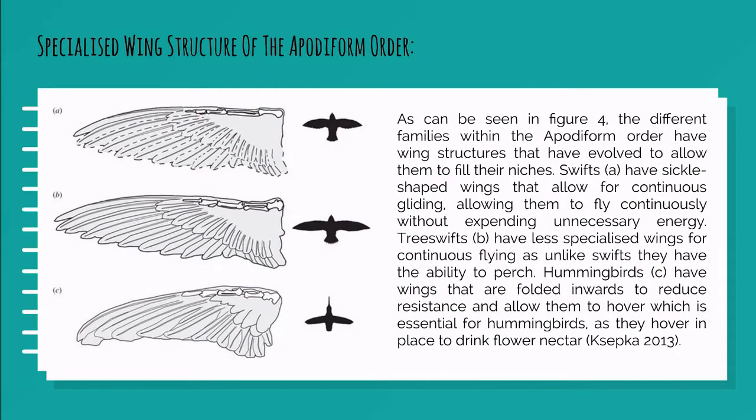As can be seen in Figure 4, the different families within the Apodiform order have wing structures that have evolved to allow them to fill their niches. Swifts, shown in A, have sickle-shaped wings that allow for continuous gliding, allowing them to fly continuously without expending unnecessary energy. Tree swifts, shown in B, have less specialized wings for continuous flying, as unlike swifts, they have the ability to perch. Hummingbirds, shown in C, have wings that are folded inwards to reduce resistance and allow them to hover, which is essential for hummingbirds as they hover in place to drink flower nectar.